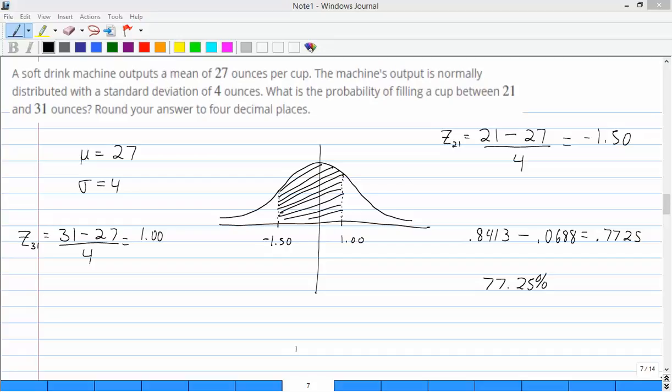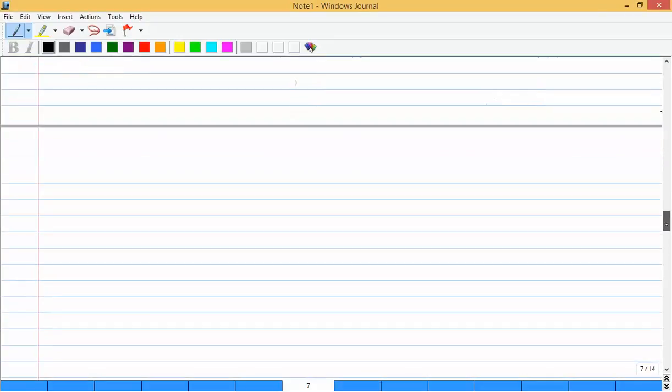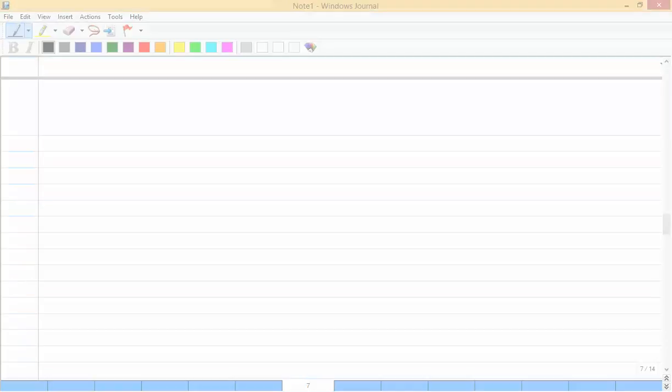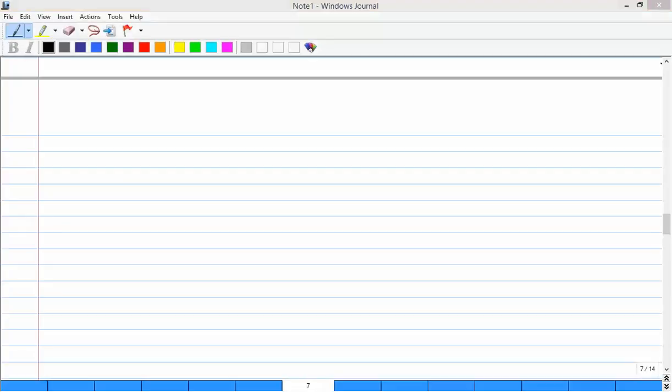All right, let's look at one more problem. This is another homework problem. You'll probably see this one.